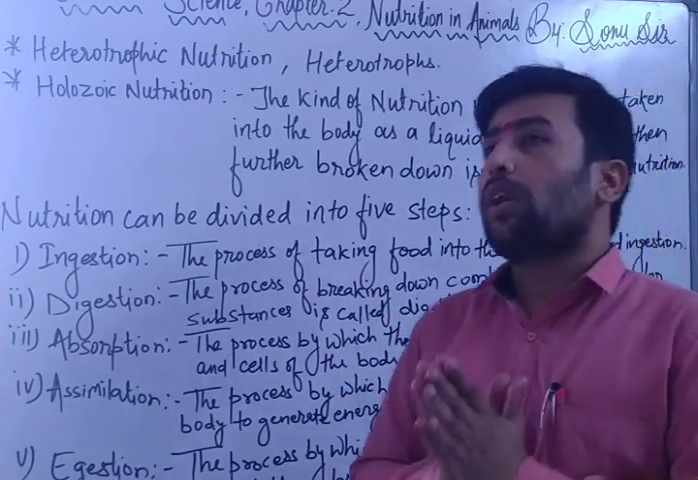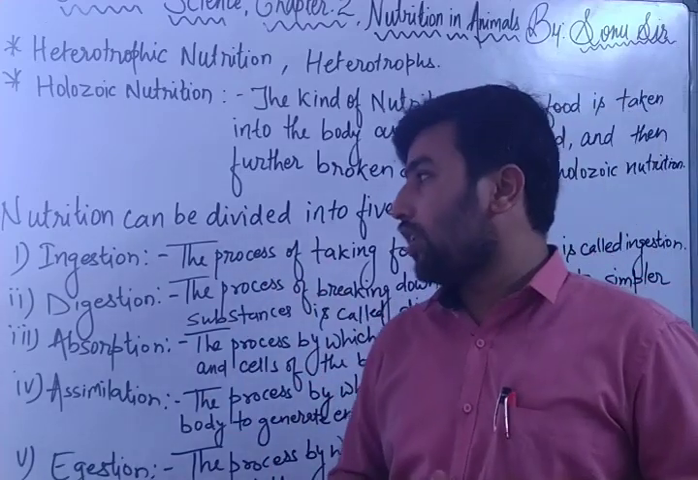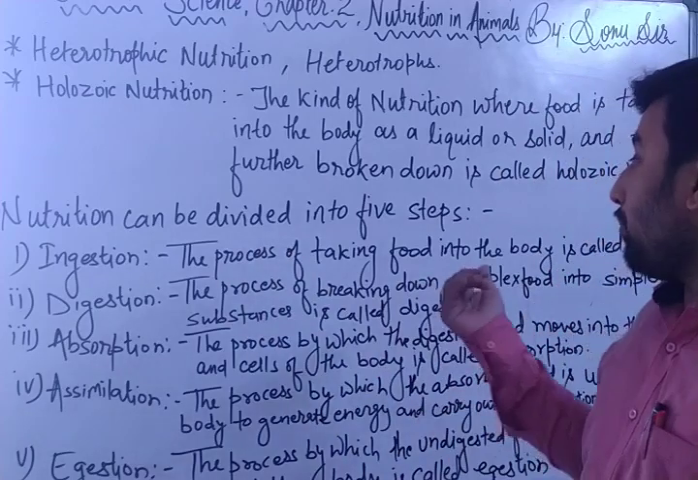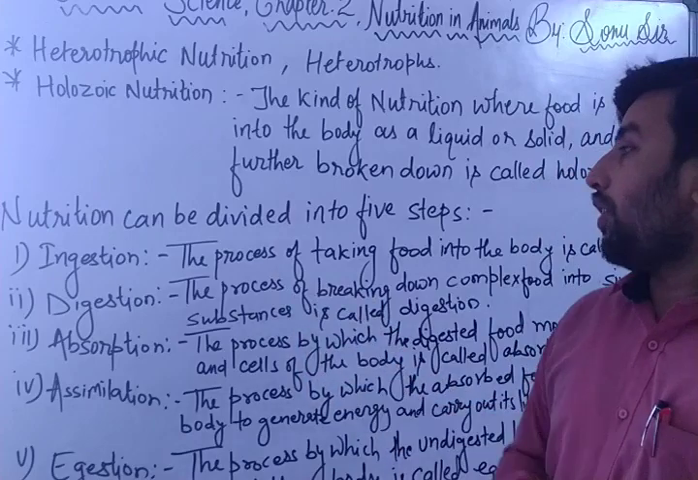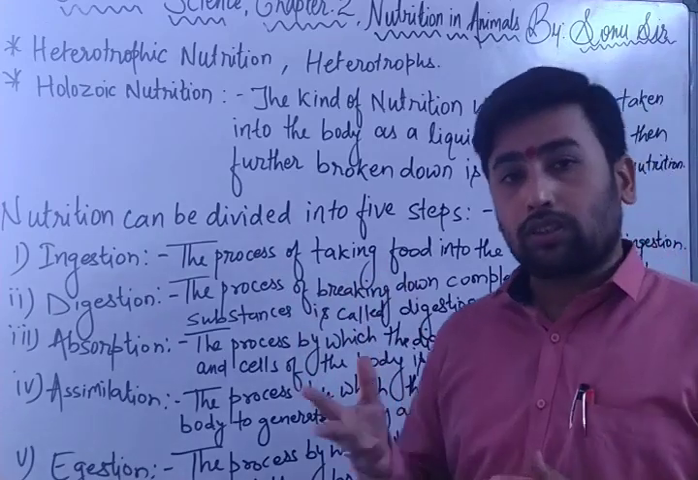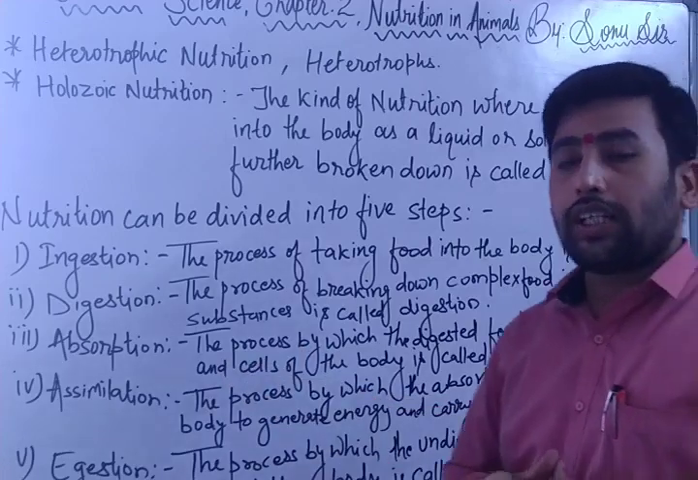In this video we are going to discuss, first of all, what is holozoic nutrition and how many types of nutrition it can be divided into. It is already mentioned that there are 5 steps of holozoic nutrition for heterotrophic nutrition. They are ingestion, digestion, absorption, assimilation and egestion.